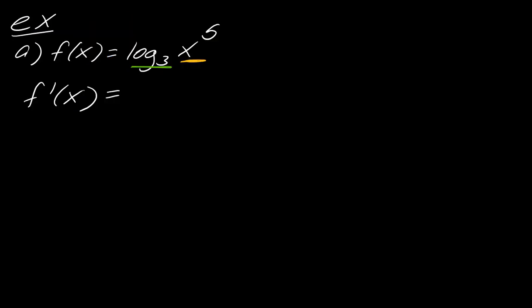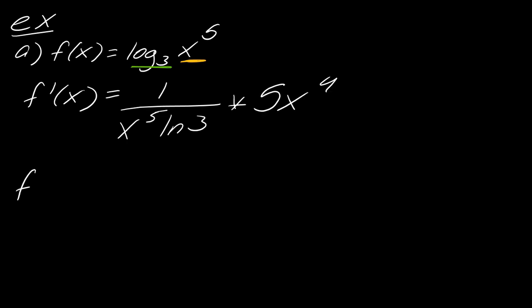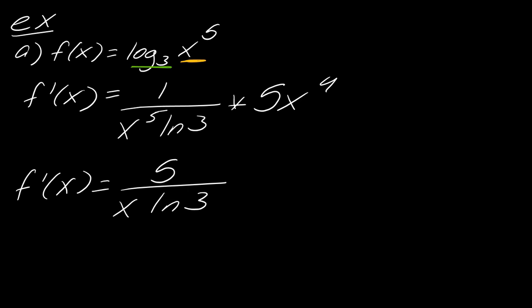Okay. So this will be 1 over x to the 5th times the natural log of 3, and then I multiply this by the derivative of x to the 5th, so that'll be times 5x to the 4th, and now I can just simplify this. So this will simplify as 5 over x times the natural log of 3.